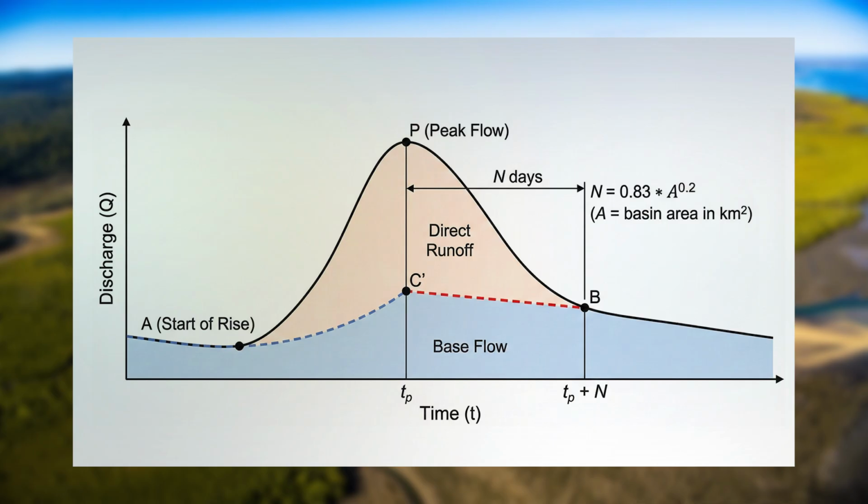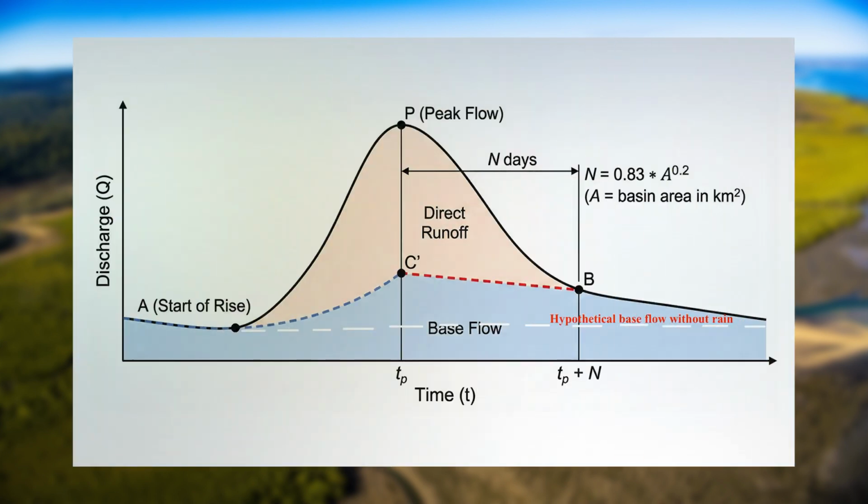Now extend the previous recession curve smoothly to the point directly under the peak flow. Draw a straight line from this point to B. This is the more realistic approach because the recession curve would behave approximately the same way under non-monsoon conditions.